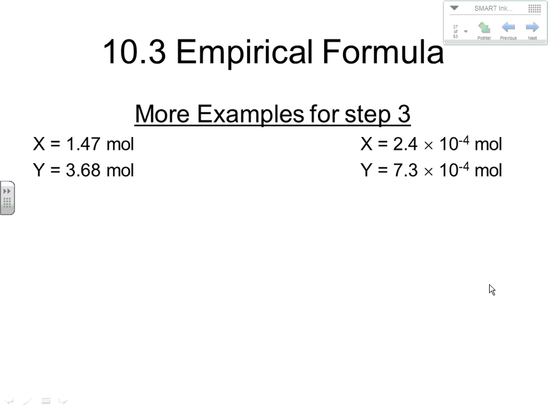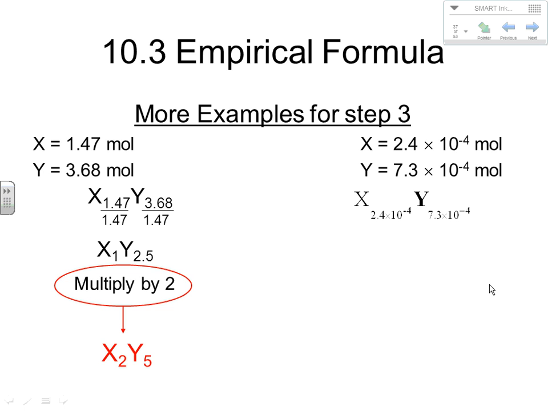Couple other examples. Same idea. Write it like a formula, divide by the smaller, see what you get. Once again, it's a half, so I'm going to double. I'd get X2, Y5. Now the last one here, sometimes you get very small numbers because masses in small samples are small. But it's no different.